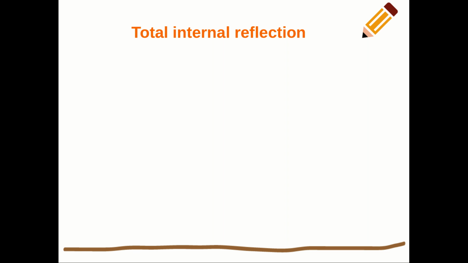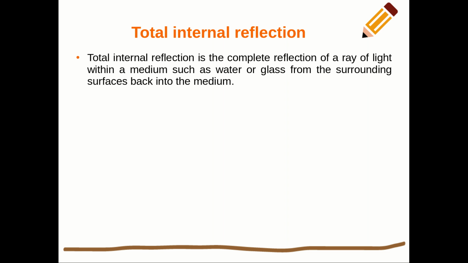Now if we are looking at the total internal reflection phenomenon, it is the complete reflection of a ray of light within a medium such as water or glass or any other such transparent medium from the surrounding surfaces back into the medium. So the signal will be trying to hit the surrounding, and it will reflect back into the same medium. So like that the light will be moving towards the end.